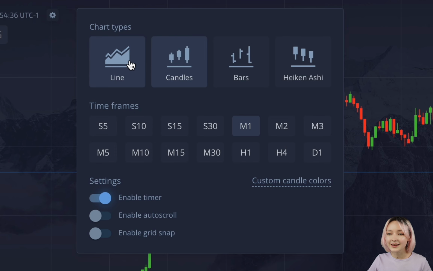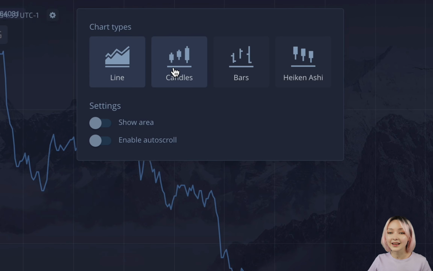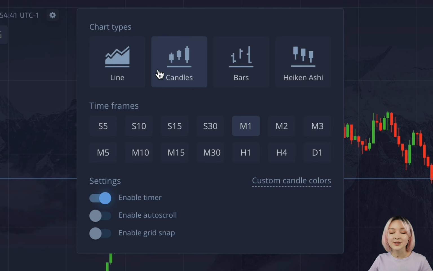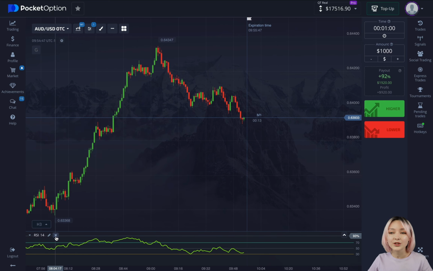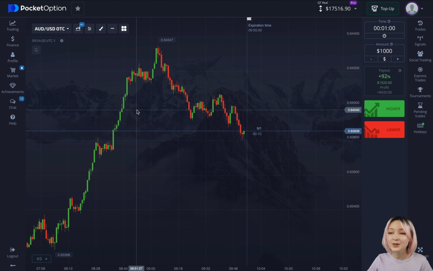For starters, we gotta switch the chart type from a single line to candles. This applies to everyone, especially those who still trade with the linear type. Guys, even though candles seem more confusing, just give it some time. You're gonna get used to it and it's gonna become way more informative.